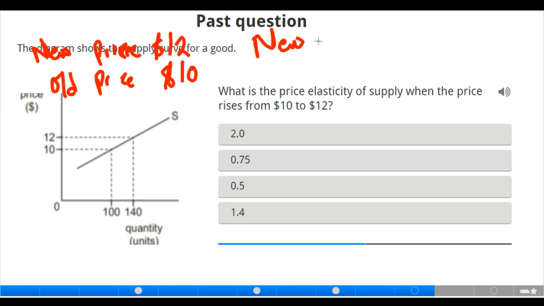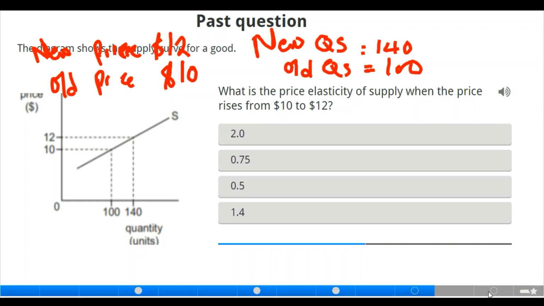Let us check the graph. Our new quantity supply will be what? Our new quantity should be from $12. Now let us trace the $12. Of course, our new quantity is 140, while our old quantity supply is 100. Our old quantity is 100.